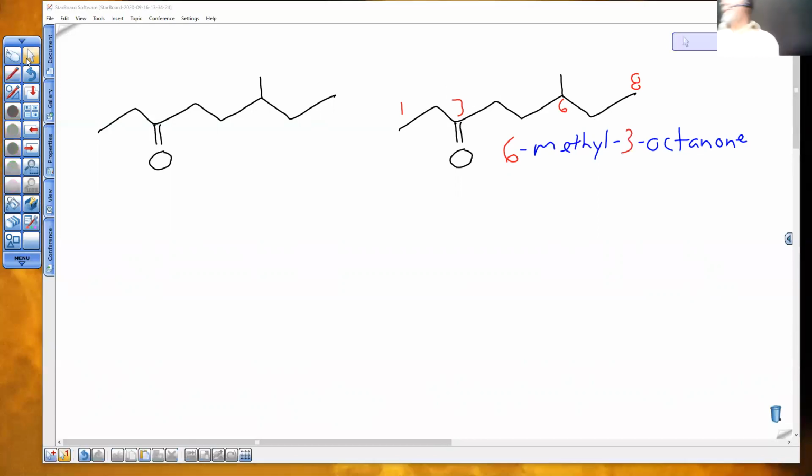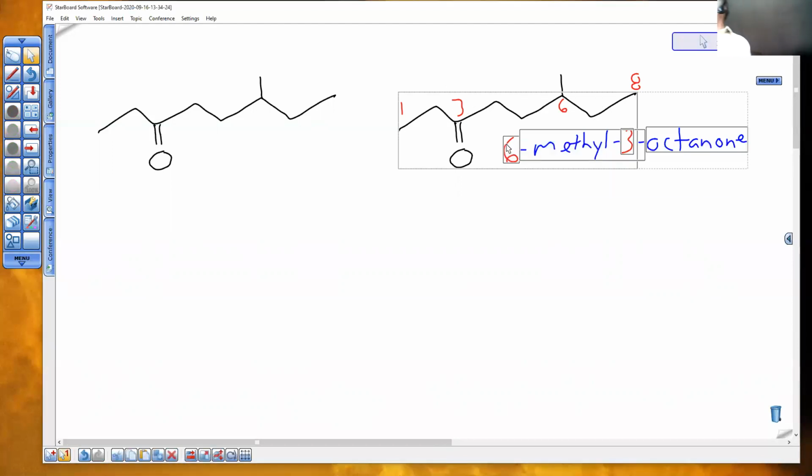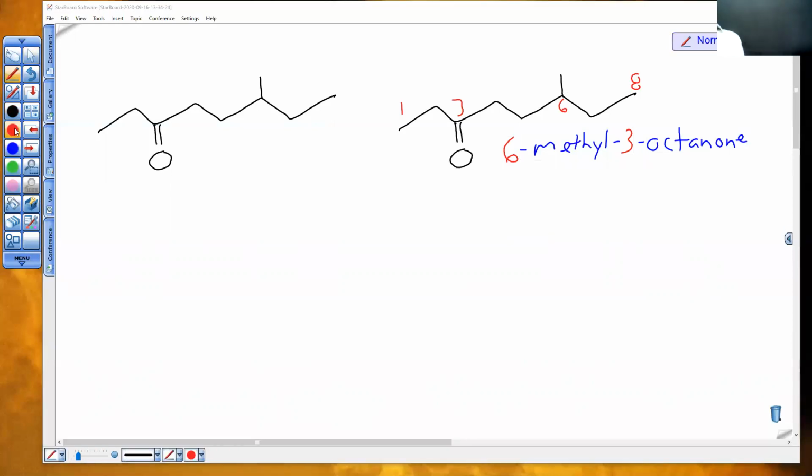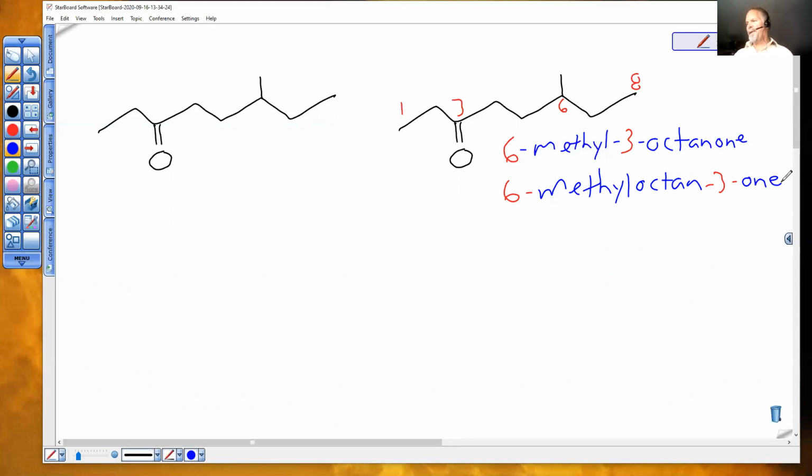And another way to name that looks, let's see, is this going to work for me? I didn't think so. I think I'm going to have the same problem all the way through. Start from the beginning. 6-methyl. You can put the oct first. It's an octan because there's no double bonds. And sneak the 3 right before the -one. I think this is what we did with alkenes and alkynes as well. Both are perfectly acceptable names.